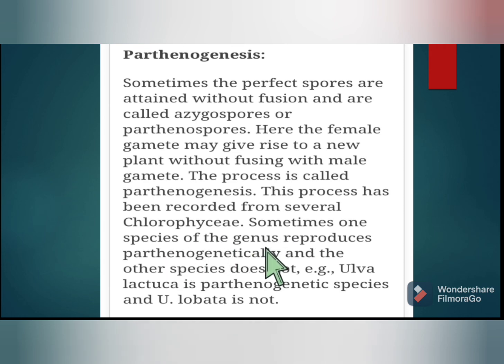Now sometimes one species of the genus reproduces parthenogenetically and the other species does not. For example, Ulva lactuca is a parthenogenetic species while Ulva lobata is not. So that means in the same genus, we know that we have many species in a single genus. For example, Chara, Oedogonium, Ectocarpus, we have many species. So you can see the example here, the two different species of the genus Ulva, that is species lactuca and lobata. In these two species, the sexual reproduction is different. As you can see, in Ulva lactuca, the reproduction occurs through parthenogenesis, but this is not the case in Ulva lobata.